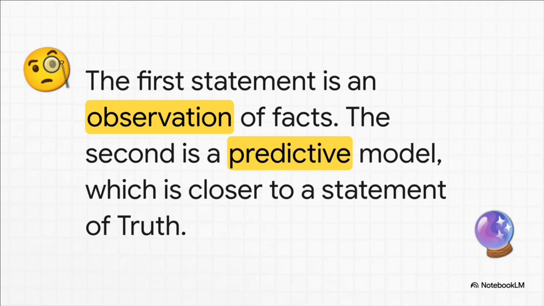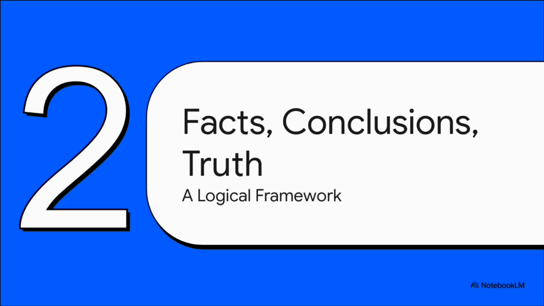But that second statement, applying heat to water makes it boil, that's what the author calls a predictive model. It's a cause and effect relationship that's true everywhere. It's a much bigger, more powerful concept. So, this simple example of boiling water is actually the key to a whole framework for understanding truth. The author lays it out for us in 3 really clear steps.